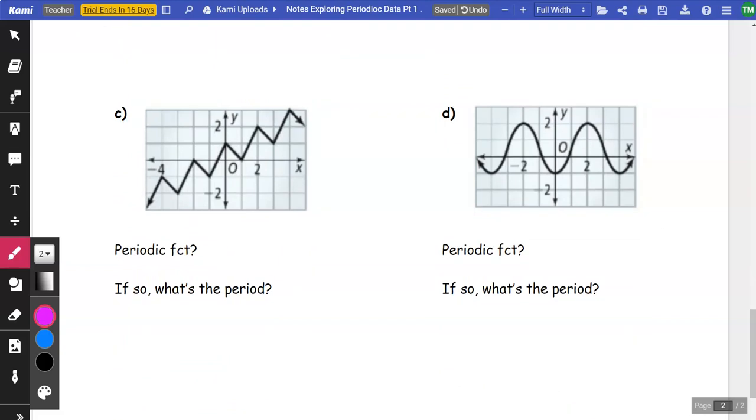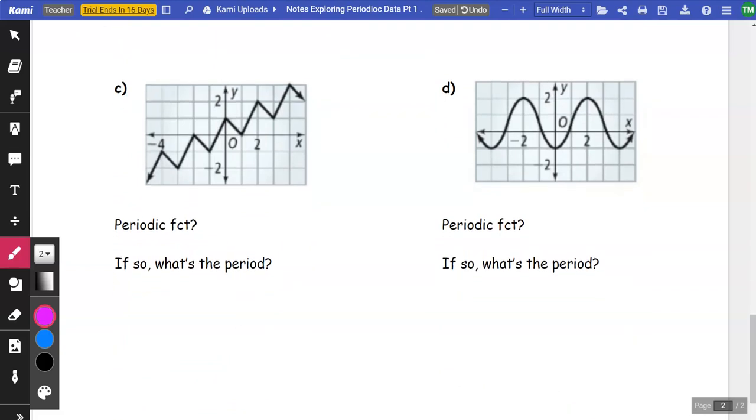All right, and then I'm going to leave you free to do C and D on your own. Go ahead and press pause, work through these two problems, and then press play when you're ready to check your answers.